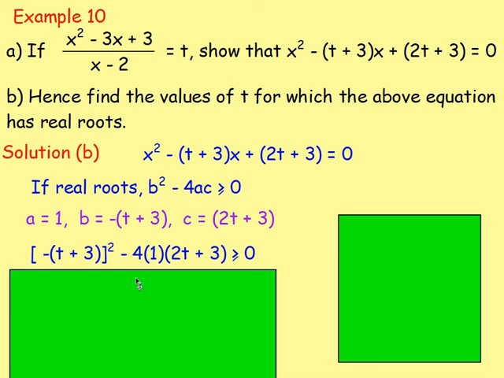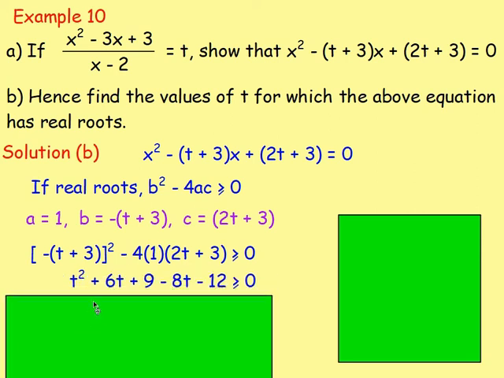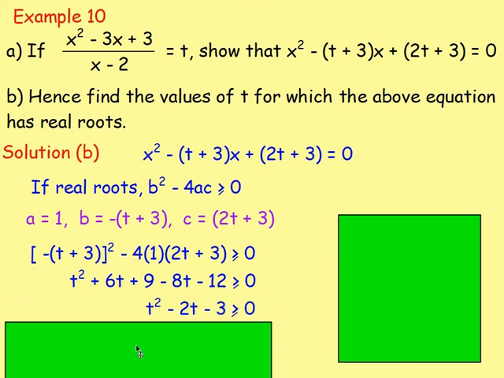Work out b squared minus 4ac, so you've got negative (t plus 3) all squared, minus 4 times 1 times (2t plus 3). If you multiply the brackets here, negative (t plus 3) times negative (t plus 3), two negatives make a positive, and you're just squaring t plus 3, which will give us t squared plus 6t plus 9. That will become minus 8t, and then minus 12. That would be bigger than or equal to 0. If you simplify that, you end up with t squared minus 2t minus 3 is bigger than or equal to 0. From here, what would you do?